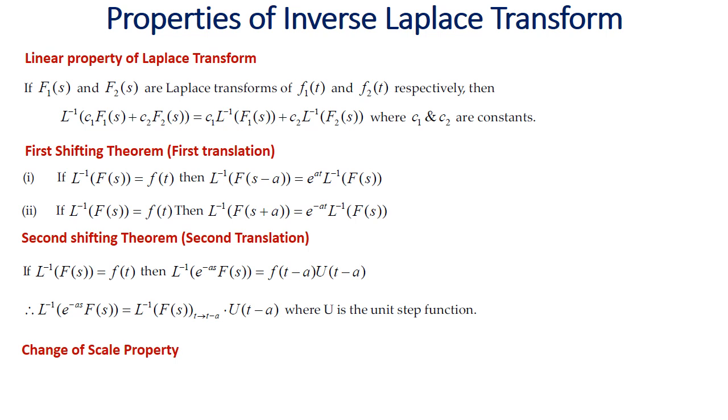Here u represents the unit step function, and the last is the change of scale property. If L of f of t is equal to F of s, then L inverse of F of as is equal to 1 by a times f of t by a, where a should be greater than 0.